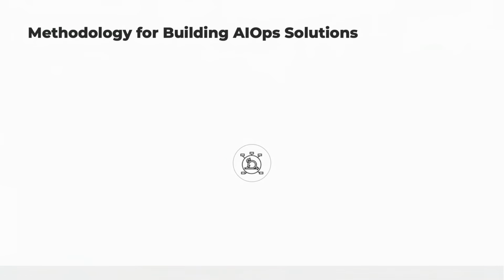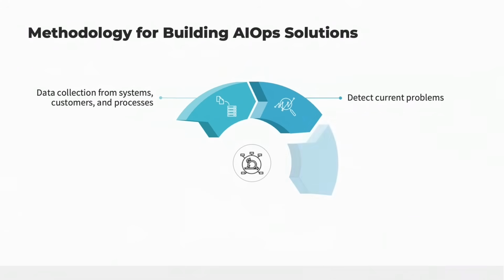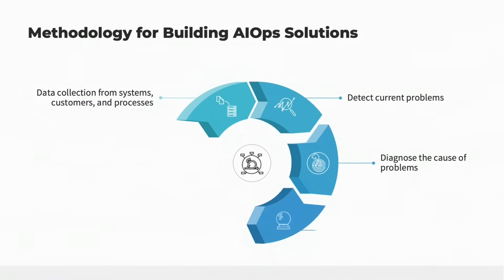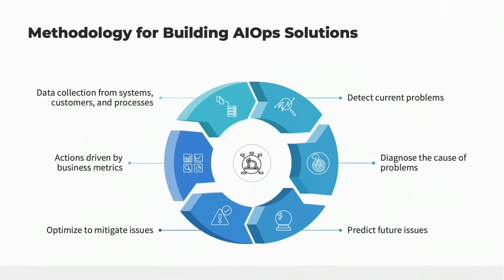Okay, now the methodology for building AI Ops solutions. Azure's AI Ops solutions start with data collection from systems, customers, and processes. The methodology involves detecting current problems, diagnosing their causes, and predicting future issues, and optimizing or adjusting to mitigate these issues. These actions are driven by business metrics like customer satisfaction, system quality, and DevOps productivity, either fully automated or with human intervention as needed.